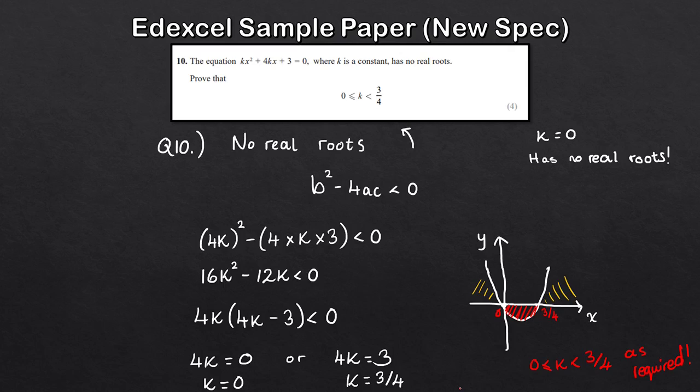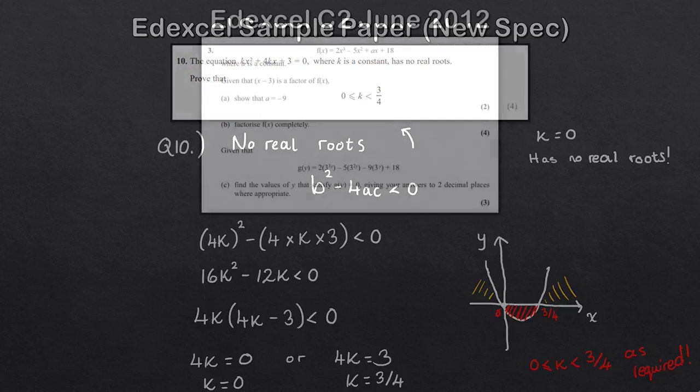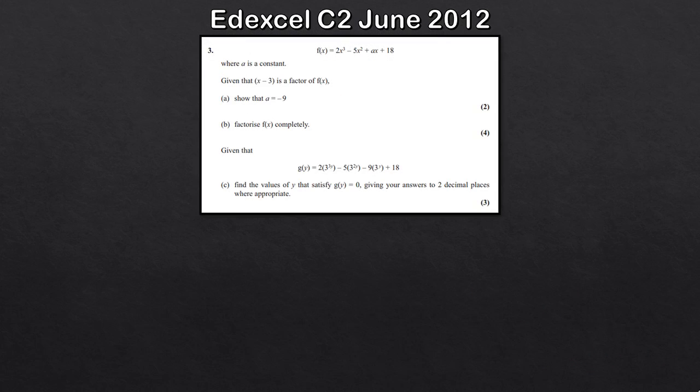Okay, so that gives us the solution there to question 2. Moving on to question 3 here, we have a question taking a look at the factor theorem. So what we've been given here is our function f of x, which is a cubic polynomial. We're told a is a constant, and we're also told that x minus 3 is a factor of f of x.